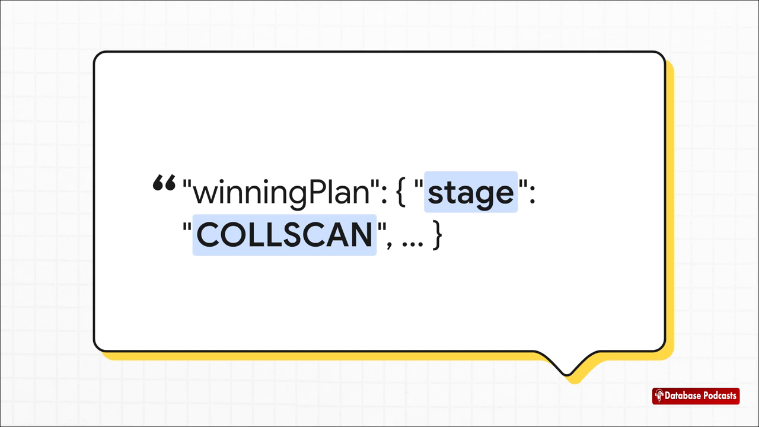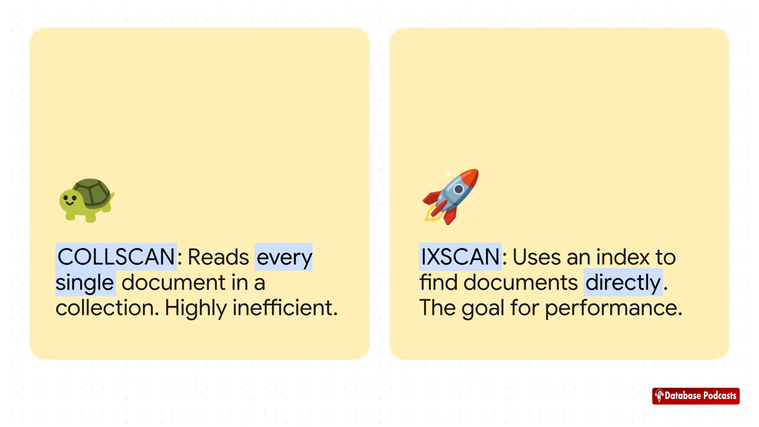And inside that plan, there's one field you absolutely have to find first. It's called the stage. This little word tells you everything. It's the how. How is MongoDB actually going about finding your documents? And that brings us to the main event, really: the two stages you're going to see over and over.